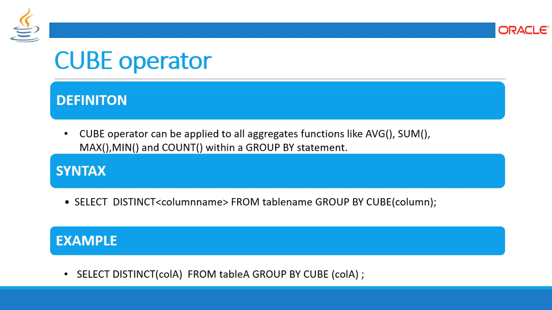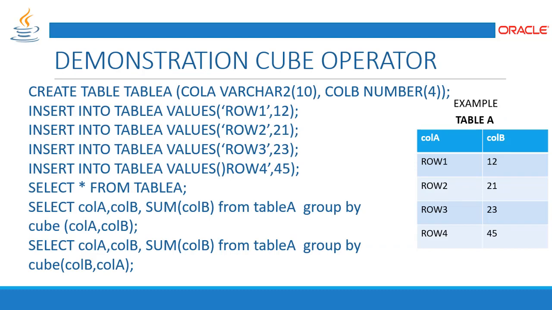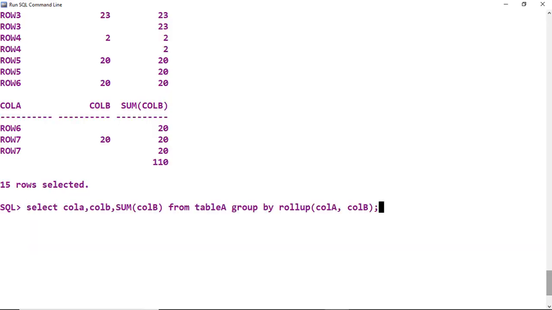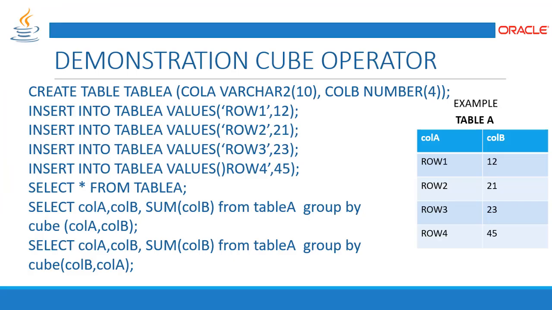Cube operator can be applied to all aggregate functions like average, sum, addition, maximum, minimum, and count within a group by statement. Select distinct column name from table name group by cube column. That's how we give the syntax for this query while using the cube. And to understand it, you can have a small example. All you have to do is change the operator name to cube and see the difference in how it works.